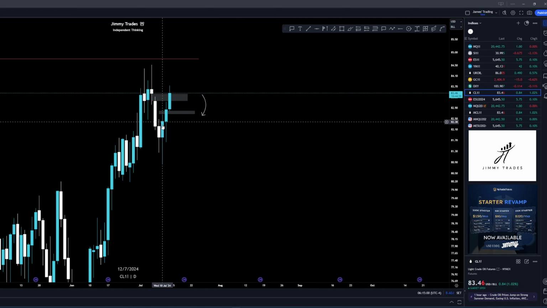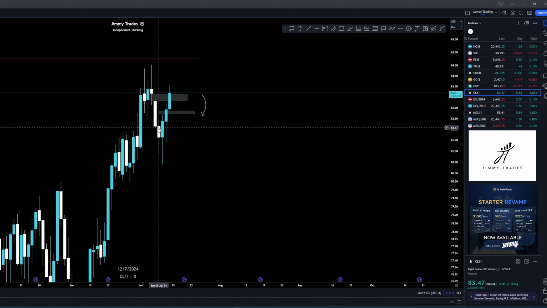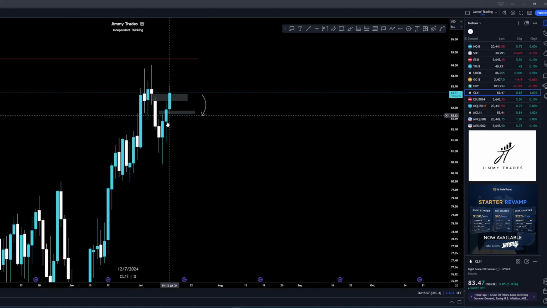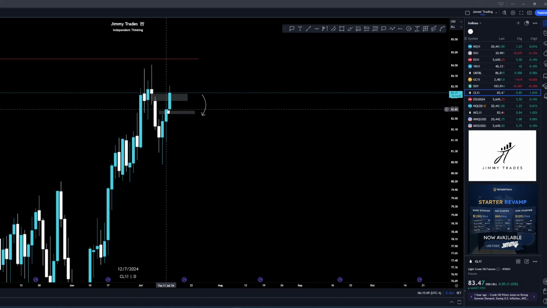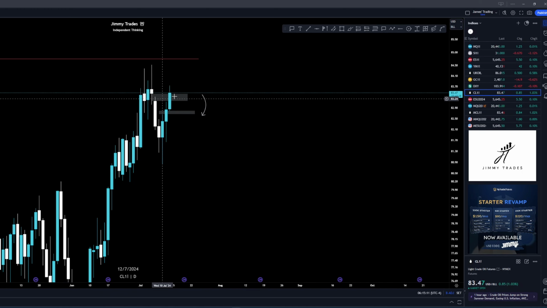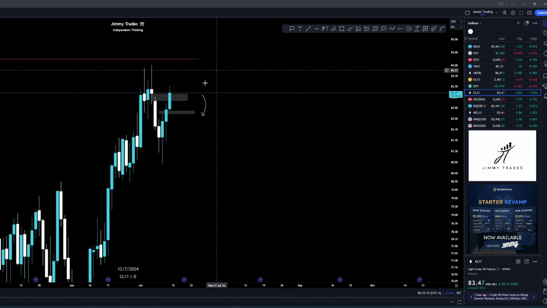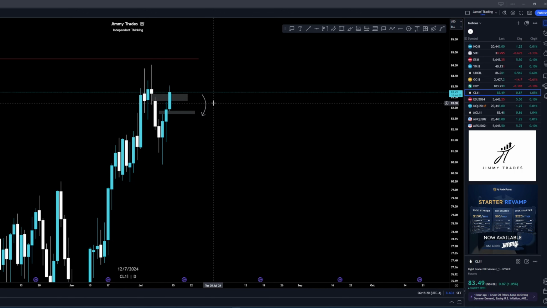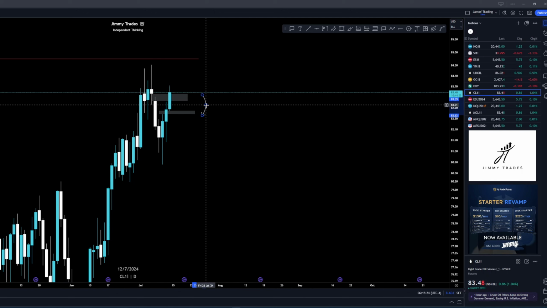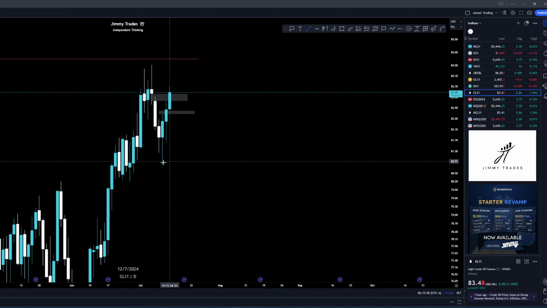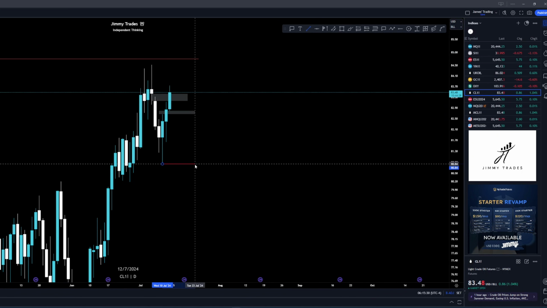We've closed above this daily candle, closed above this daily candle and wick. We're at an internal level. I'm actually going to sit neutral on the daily for the time being. So our next move lower would be down towards here.